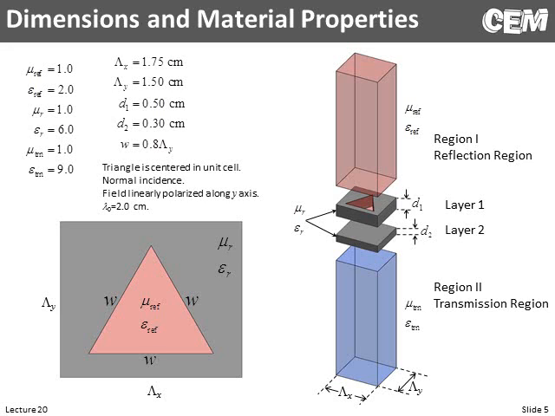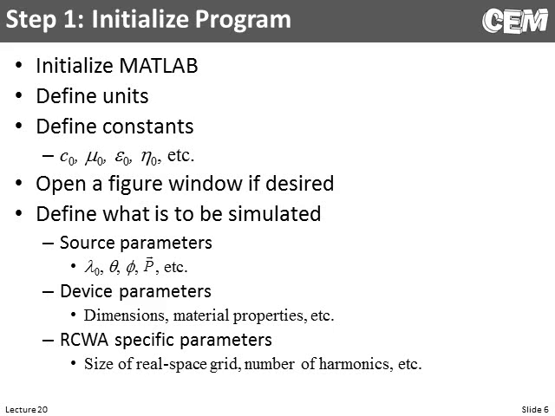So the last two slides, this is all of the information we have to collect, all the work we have to do before we even sit down to code it. Once we're ready to sit down and code it, now step 1 is to initialize the program. So we initialize MATLAB, we define any units. Maybe we want things in microns, maybe we want things in centimeters or meters. Once we've done that, we're in a position to define all of the different constants that we'll need. Maybe, depending what we're doing, we'll need the speed of light, free space permeability, free space permittivity, free space impedance, etc. We may even want to open a figure window if we're going to plot to that.